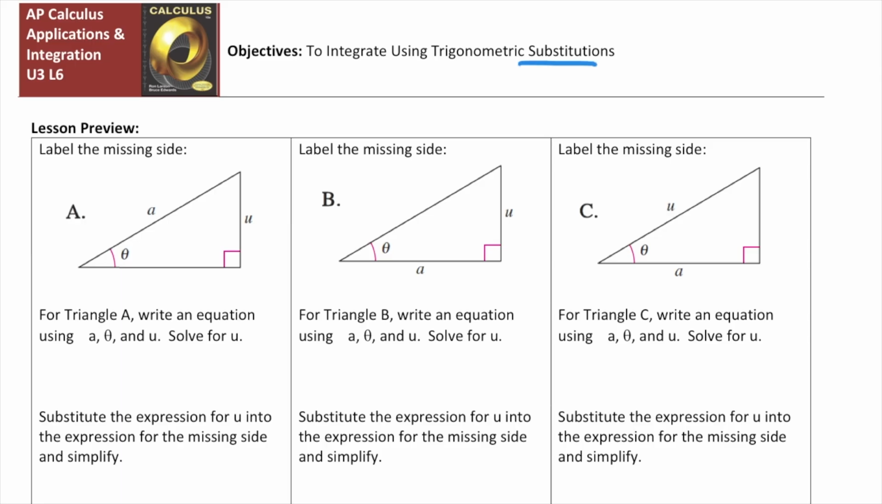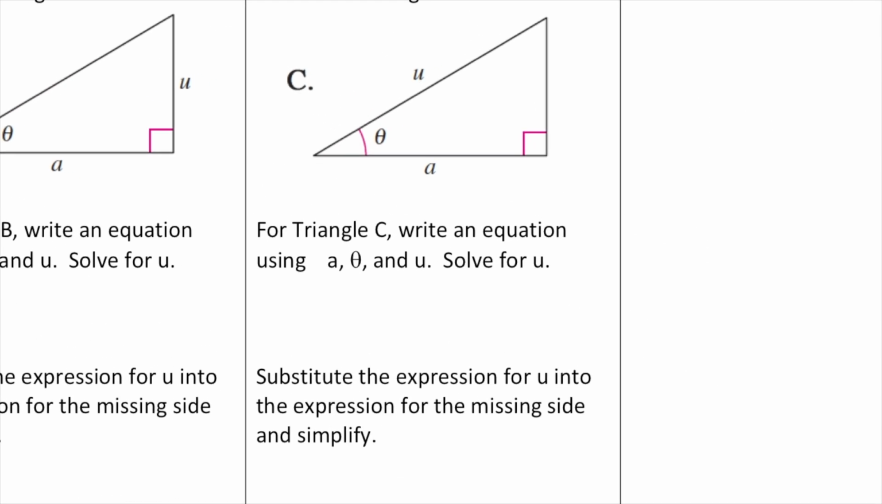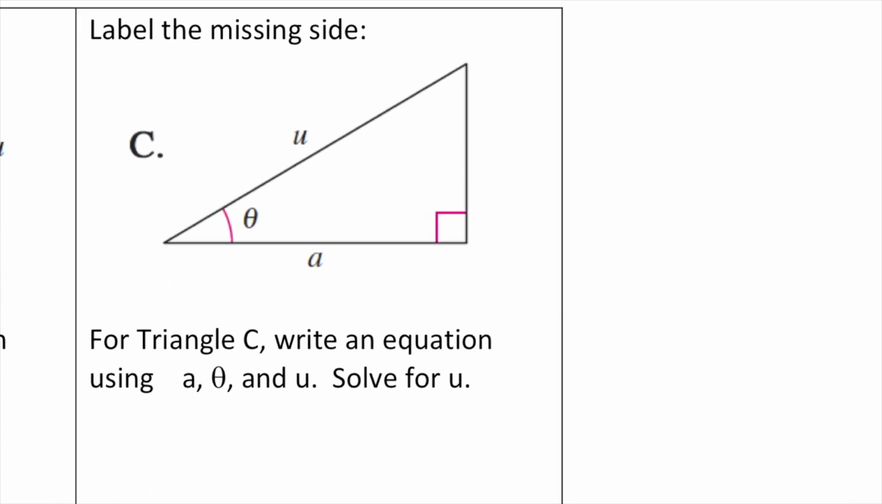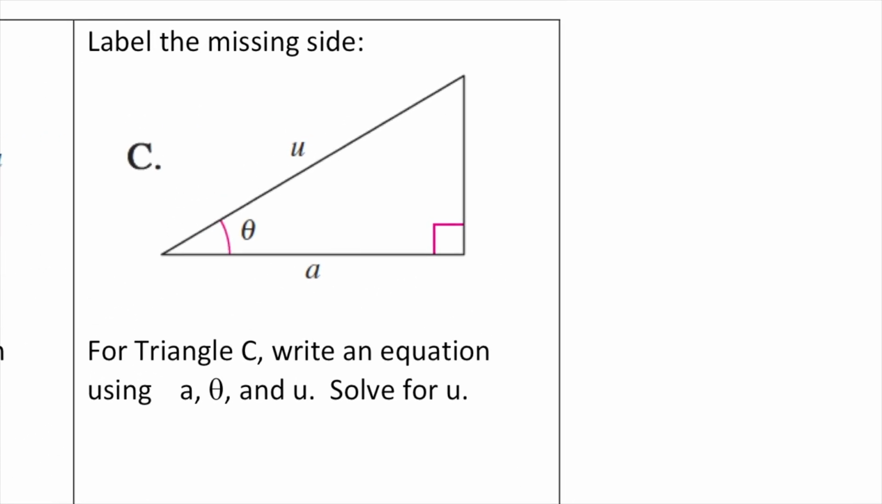For today's lesson, we're going to integrate using trig substitution. As you look at your lesson preview, there are many parts to this for triangles A, B, and C. We're going to work on triangle C together. For our triangle, we will label our missing side. The missing side is the square root of u squared minus a squared.